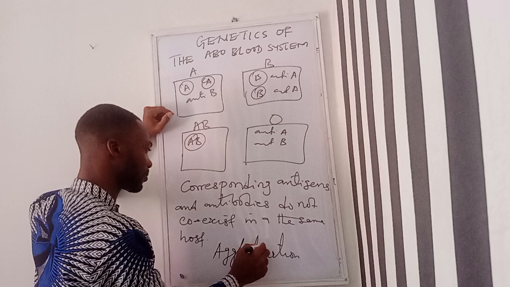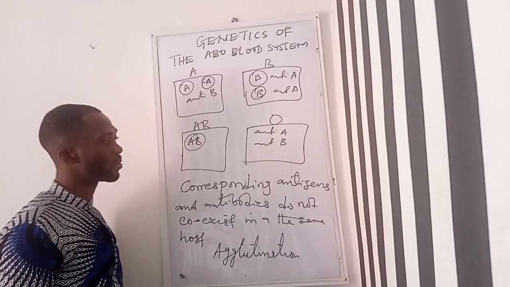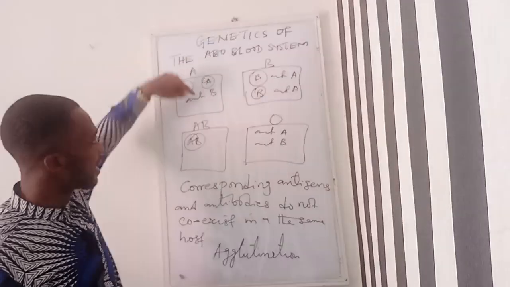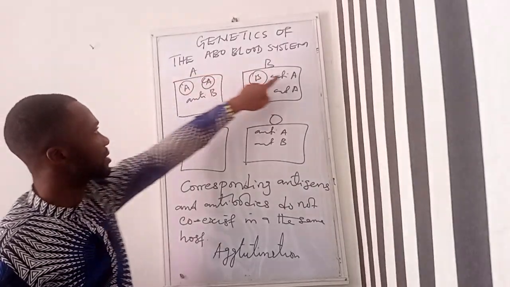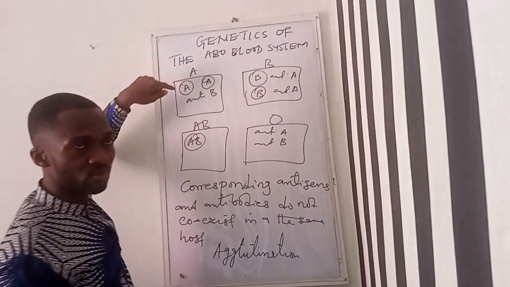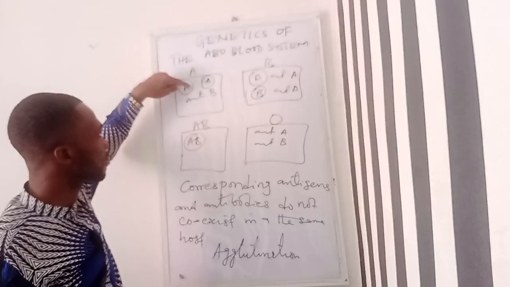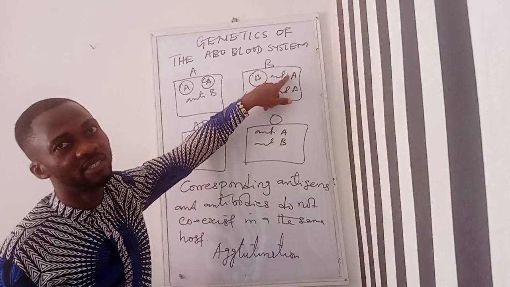Agglutination. So why will it occur? It will occur because of the corresponding antigen. This is antigen A, this is antibody A. So this is corresponding. A is corresponding to this antigen A here.